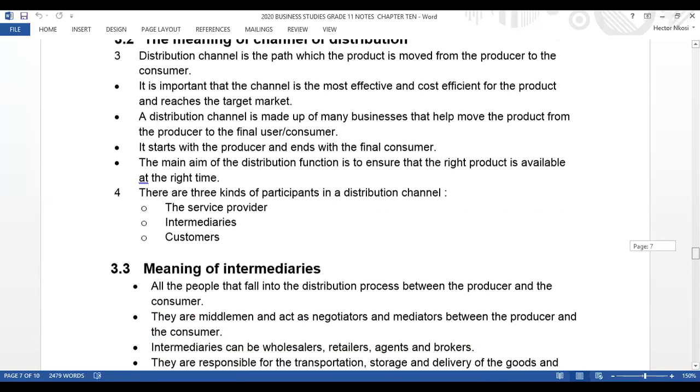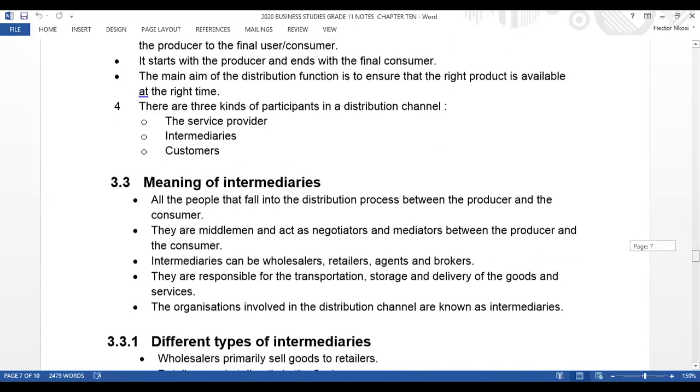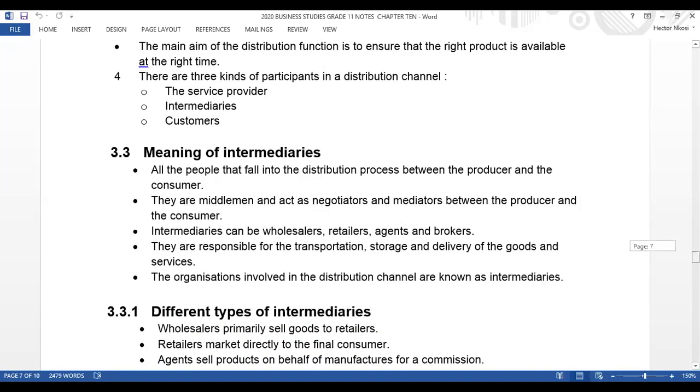Now, I want us to go deep on the meaning of intermediaries. Intermediaries are the people that are in between; they have a relationship with the service provider and a relationship with the customers. It is very important for you to understand what an intermediary is in a given case study, and who is the customer and who is the service provider.